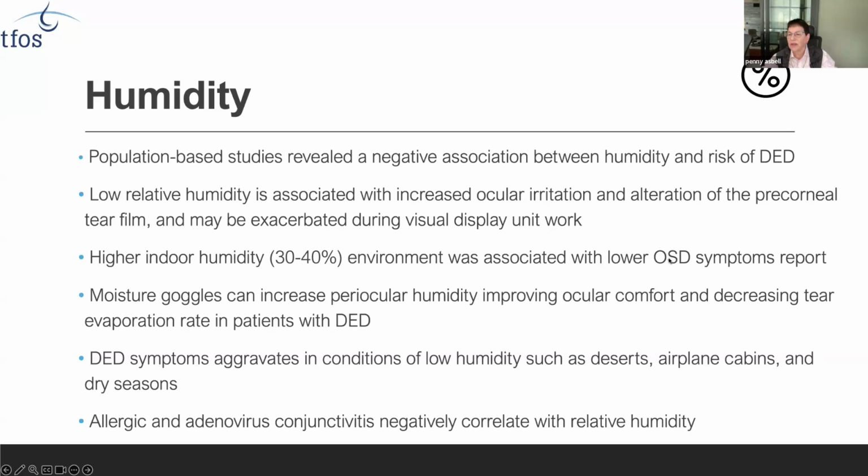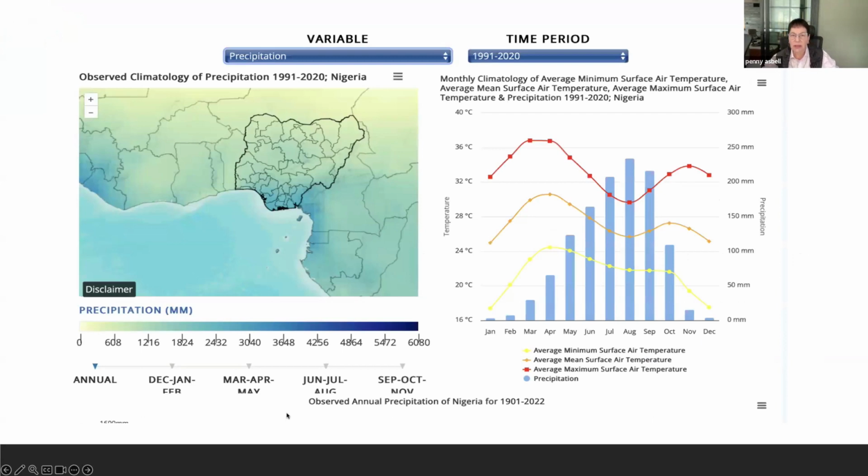I have a feeling the humidity is pretty high in a good part of Nigeria, but we also know there's areas that are desert-like, both in that country and others, where humidity is going to be very low, and those patients may be more impacted by dry eye symptoms. Allergic and viral infections also negatively correlate with relative humidity, so high humidity can be an issue as well.